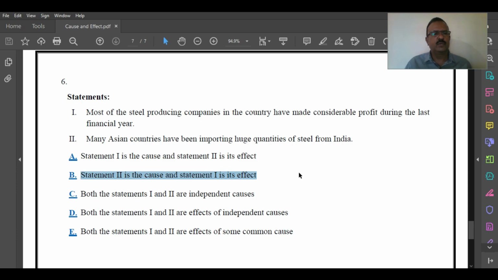So today we have discussed cause and effect, and I have given you 6 illustrations along with explanation.